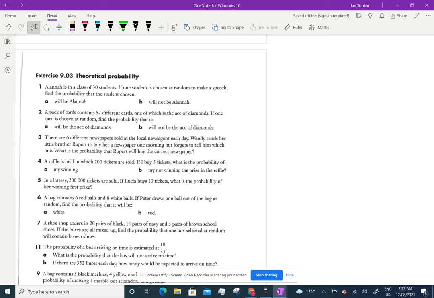And then the ace also comes in as a 1, and there is an order to them. So, pack of 52 cards, one of which is the ace of diamonds. What's the probability that you pick the ace of diamonds? And remember, you don't have to write a lot for these.